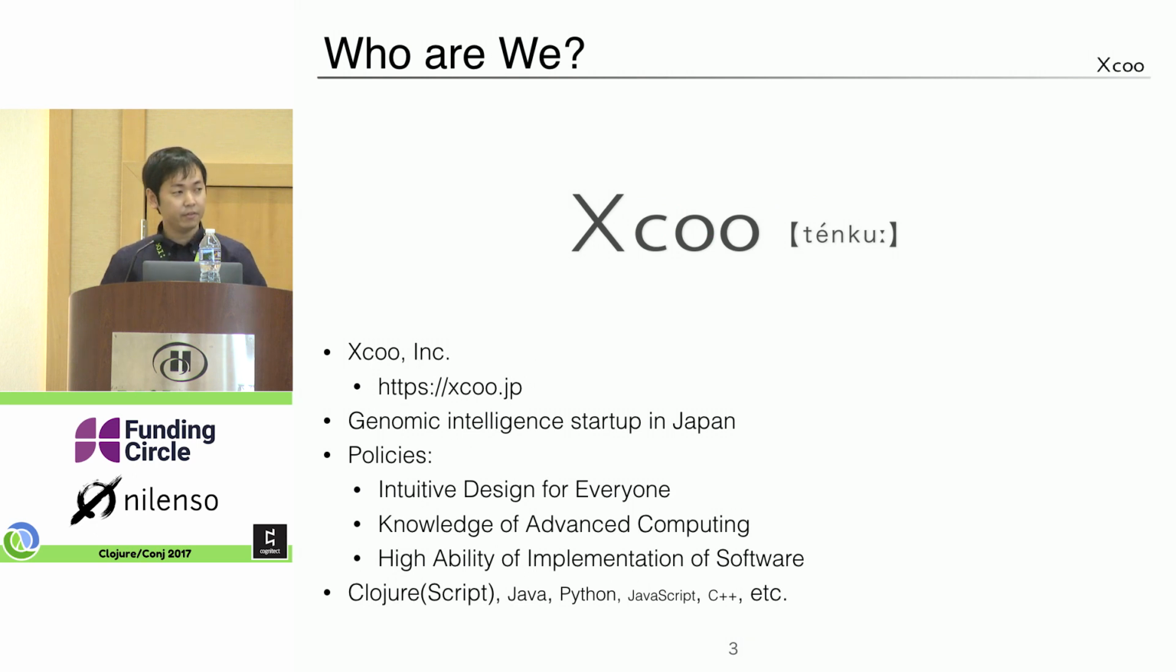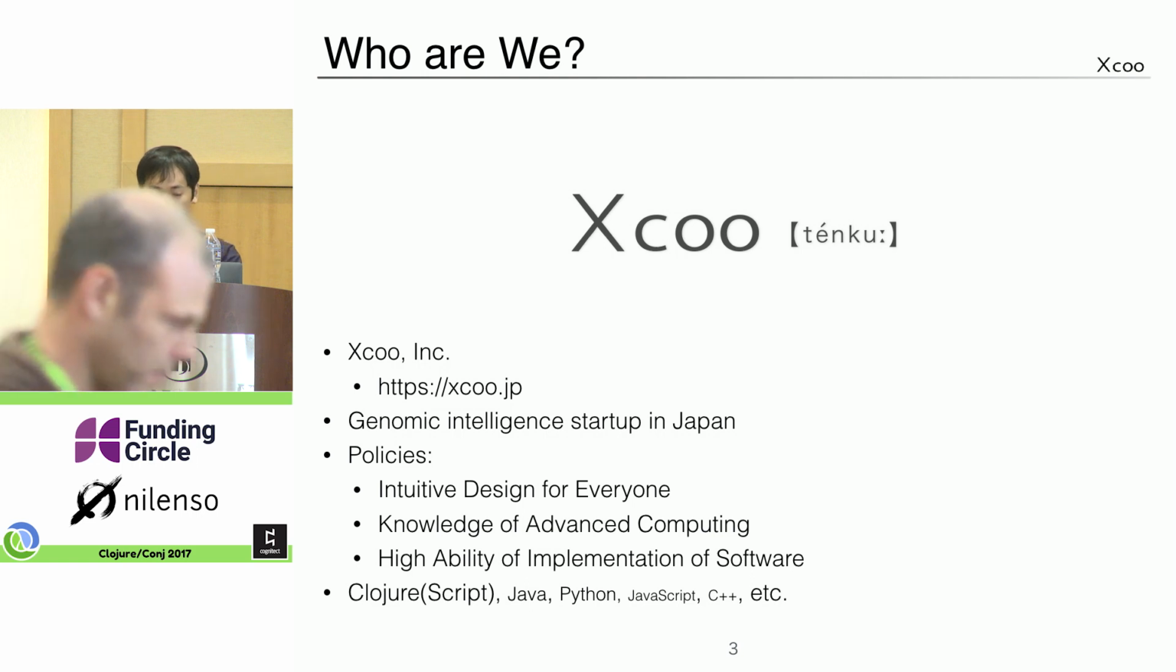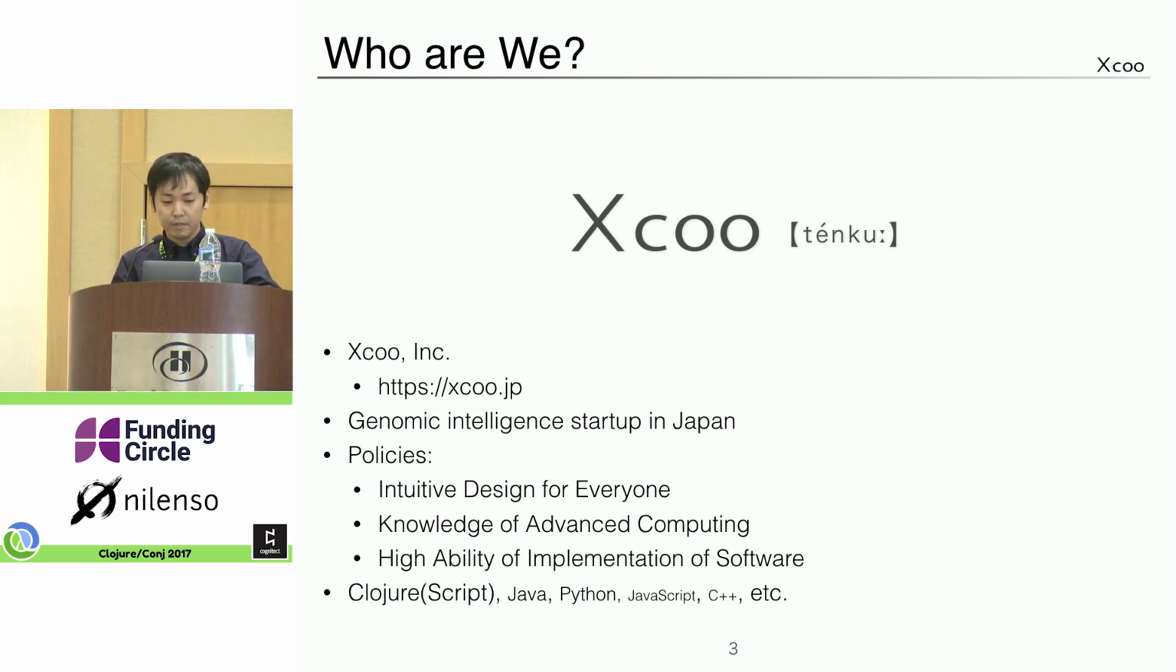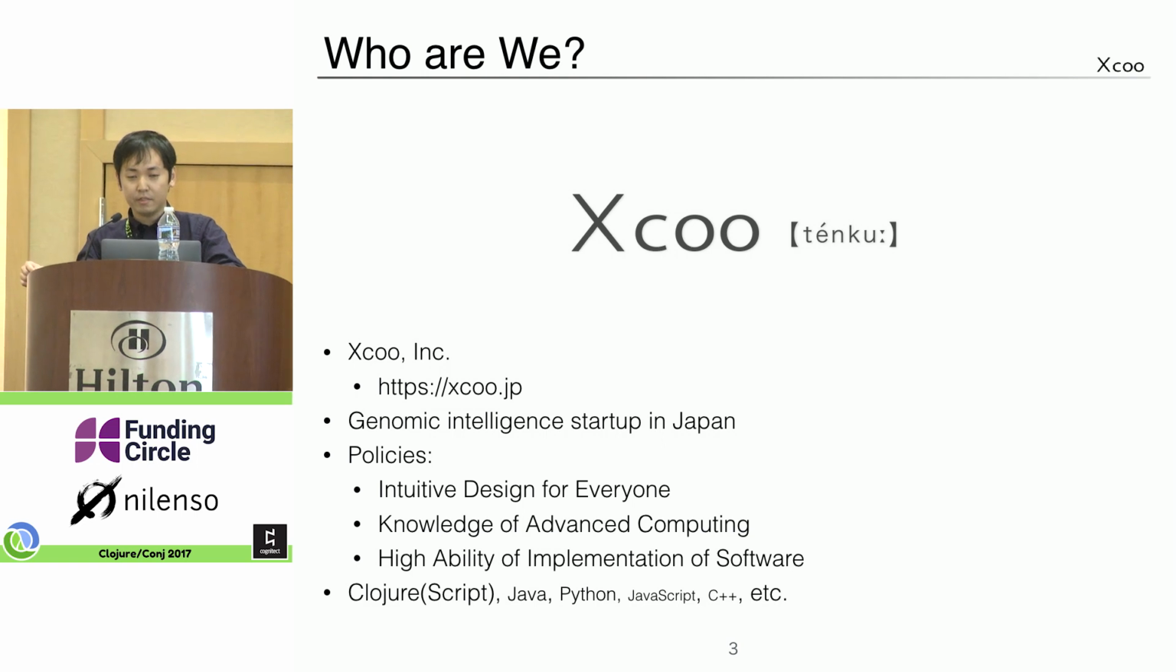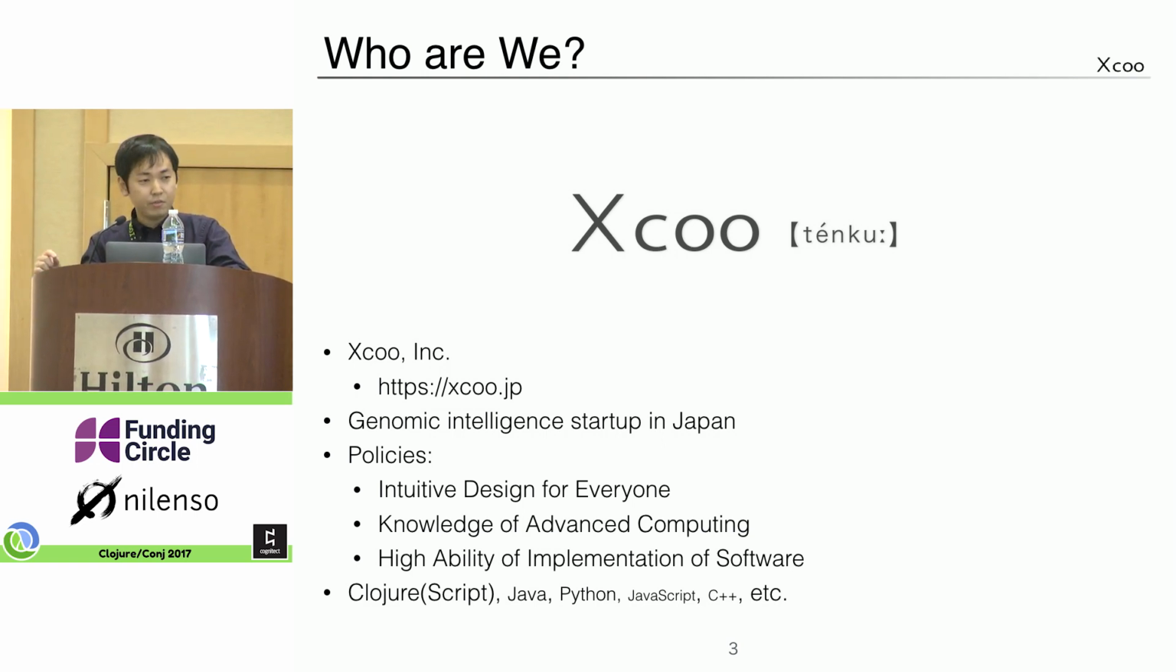Well, about Tenku, as this logo shows, XCOO is pronounced as Tenku. Tenku is a Japanese startup company providing genomic intelligence solutions. Our company creates services with 3 policies: intuitive design for everyone, knowledge of advanced computing, and high ability of implementation of software. Of course, we're using Clojure and ClojureScript as the main programming languages, also using somewhat Java and Python, a little JavaScript and C++ and so on.